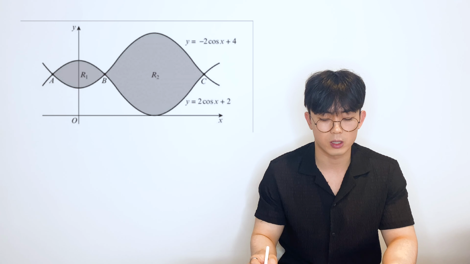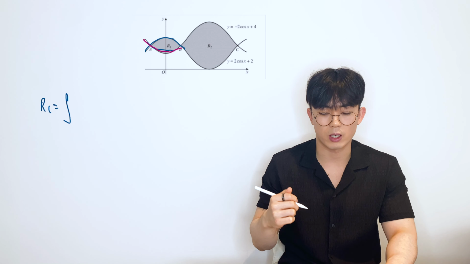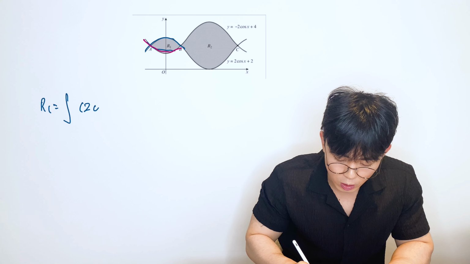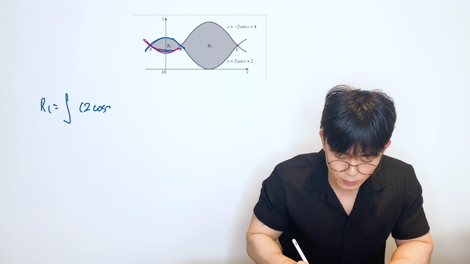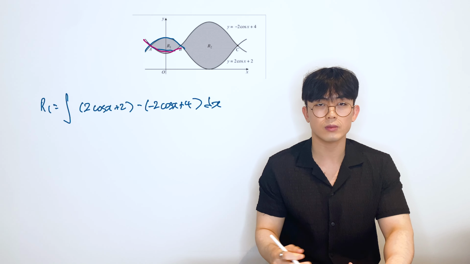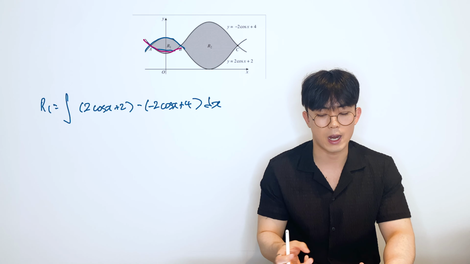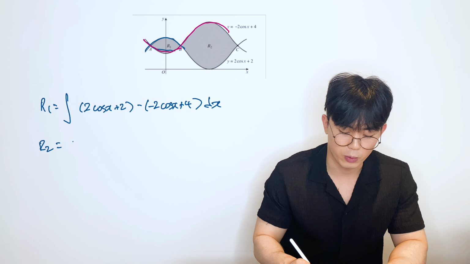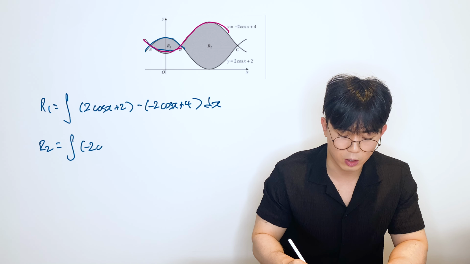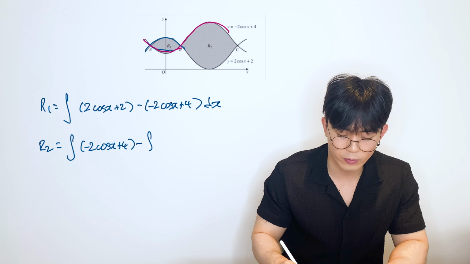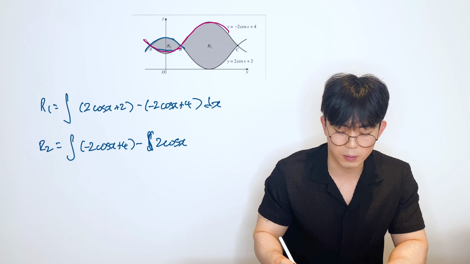So to find the area of R1, what we need to do now is we do the upper graph minus the lower graph. So the upper graph is the 2 cos x plus 2, and we minus the lower graph, which is the minus 2 cos x plus 4. This way I will get the area of R1. Now R2 is flipped, because as you can see now, it flips where the minus 2 cos x plus 4 is above the 2 cos x plus 2. So we need to change it up now. So we have the minus 2 cos x plus 4 minus bracket 2 cos x plus 2.